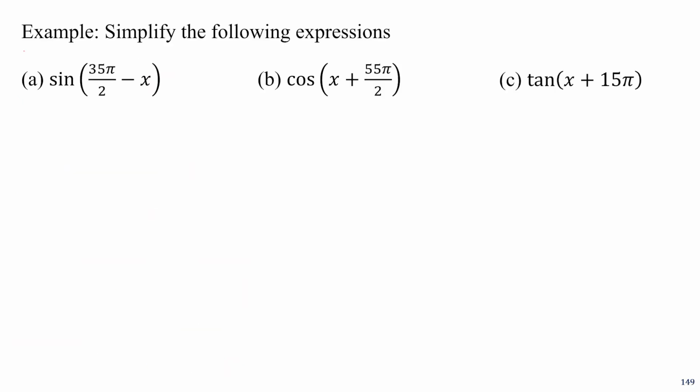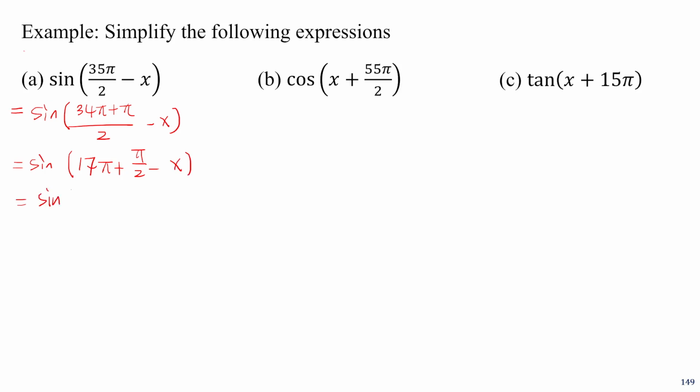Alright, so if you know the properties we have learned, now let's have a look at an example. Can you simplify the following expressions? Okay, let's have a look at this first one together. So you can consider this as sine. If there are a number of 2 pi's, we better separate the 2 pi's, right? So you can consider this as 34 pi plus another pi over 2 minus x. Then we will have 17 pi plus half pi minus x, right?